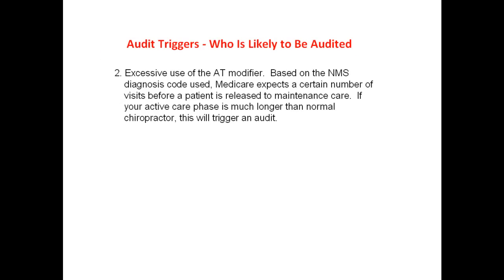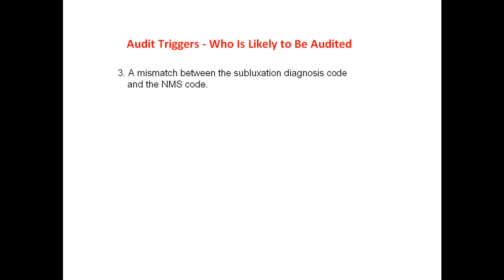The second trigger we've listed is excessive use of the AT modifier. AT means active treatment. It should only be used when the patient is in the corrective phase of care. Once a patient reaches maintenance care, services can still be billed, but they should include a GA modifier. This indicates that the office realizes that Medicare may not pay for the service and an ABN has been signed by the patient. A third audit trigger is a mismatch between the level of subluxation indicated and the neuromusculoskeletal diagnosis. If you've indicated a cervical subluxation and a lumbar sprain, it is an obvious mismatch.